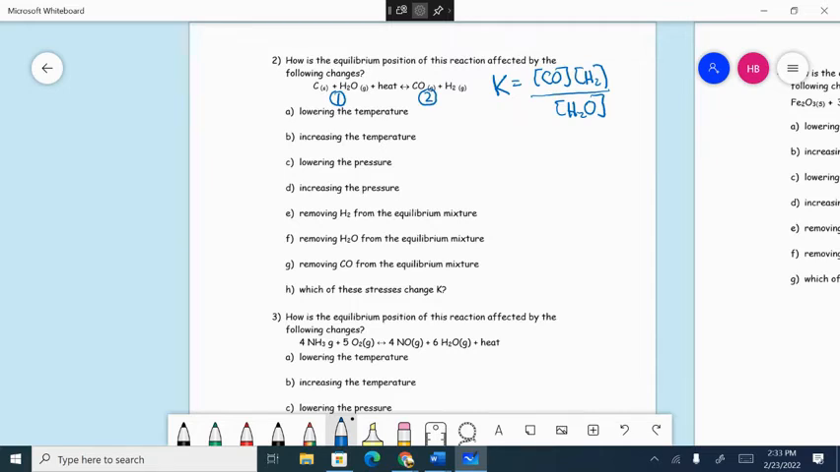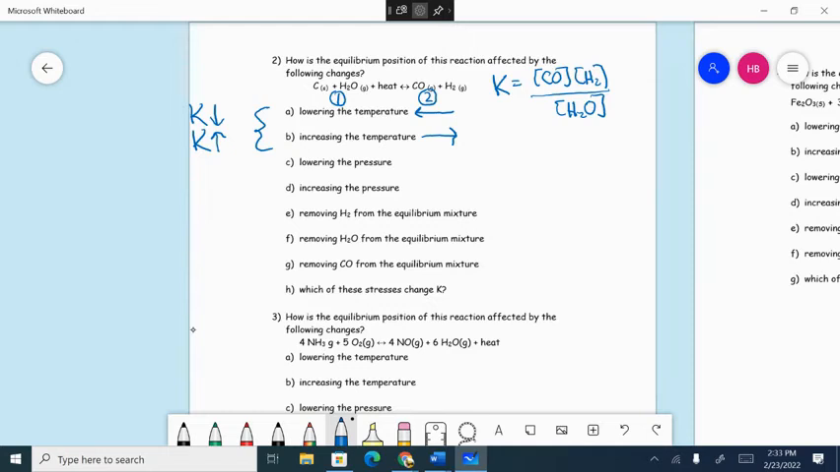So if I lower the temperature, it's like removing a reactant, it'll shift towards the reactants. Increase the temperature, it'll shift towards the products. Remember, when you shift towards the reactants or shift left, the denominator of K gets bigger, so K will decrease.